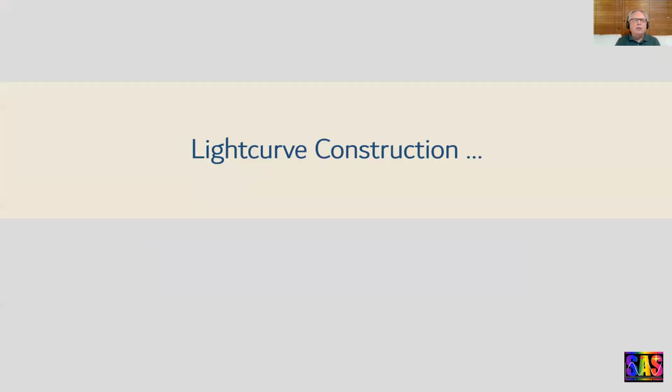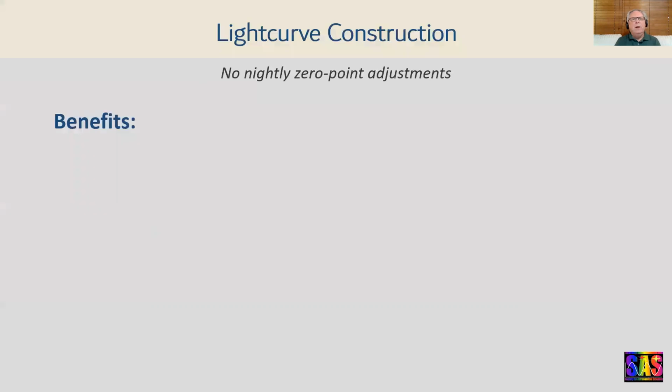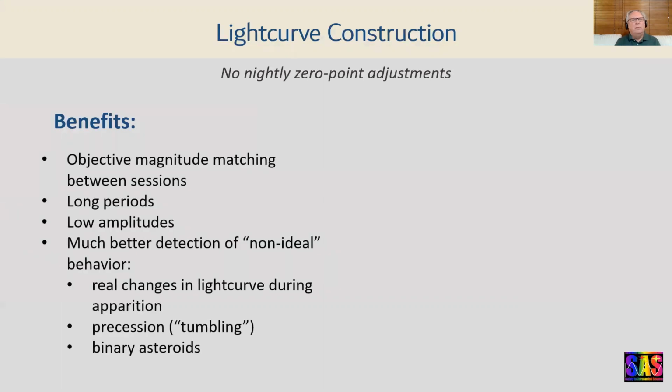Lastly, light curve construction is not strictly speaking part of aperture photometry, but it needs to be covered here because I have a couple of improvements. The prior improvements have led to a condition where I need not make any nightly 0-point adjustments. My last 30 or so light curves that have been completed have needed none of these whatsoever. And the benefits are that you get objective matching rather than manual subjective matching of the magnitudes between sessions.